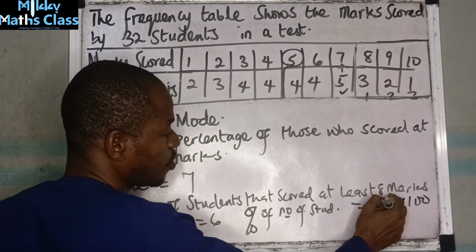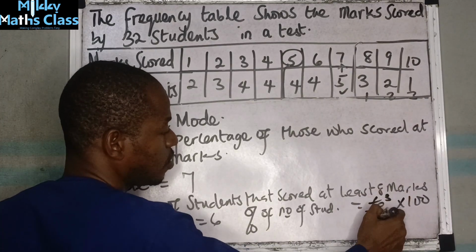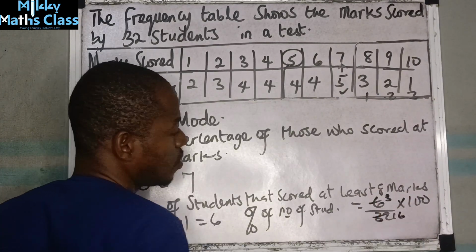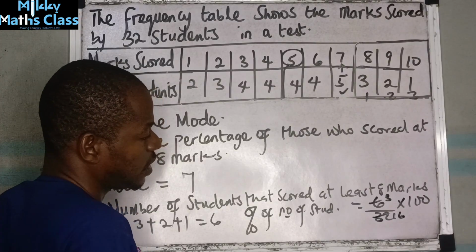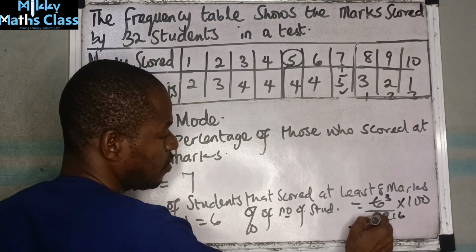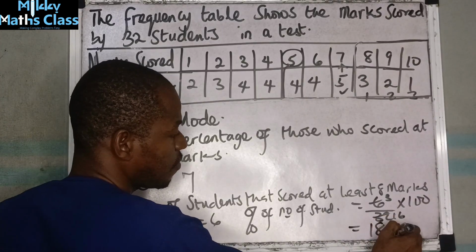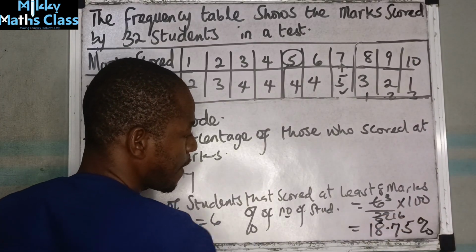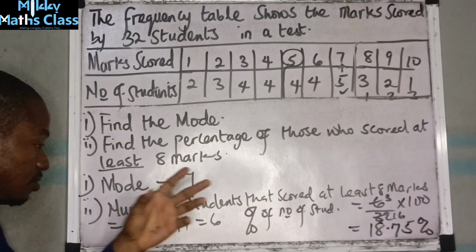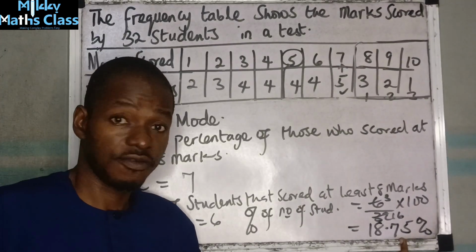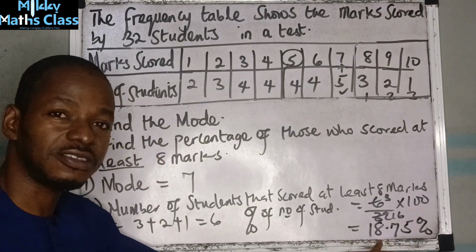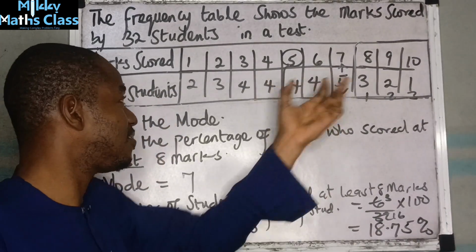So this is 600 over 32, 300 over 16. That's 18.75. So this is the percentage of those that scored at least 8 marks.